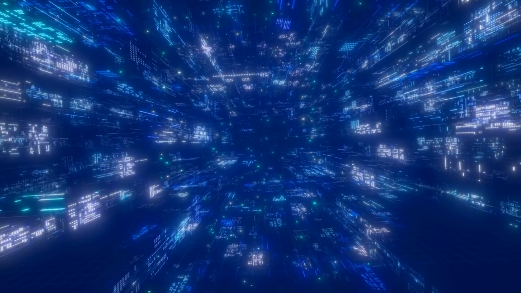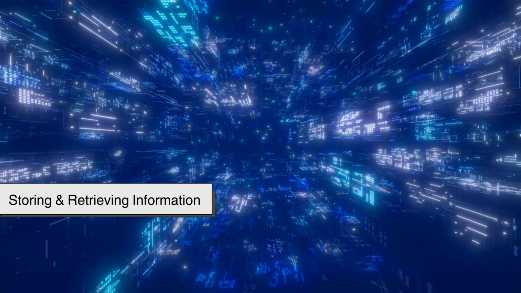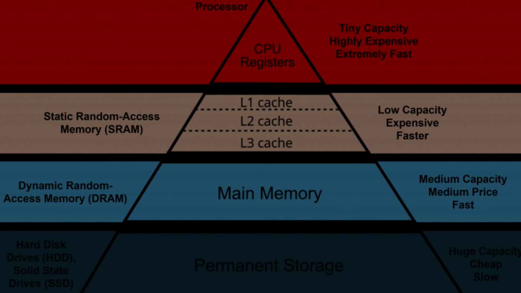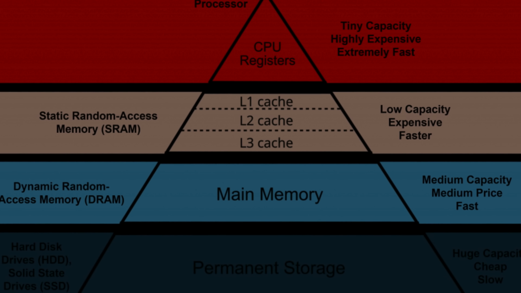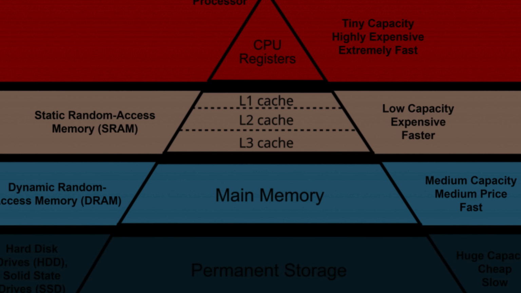At the core of every digital task is one essential function, storing and retrieving information. That's what memory does. It holds data so it can be recalled, whether instantly or after a delay. But computers don't rely on just one kind of memory. Instead, they use a layered system, each type built for a specific role.